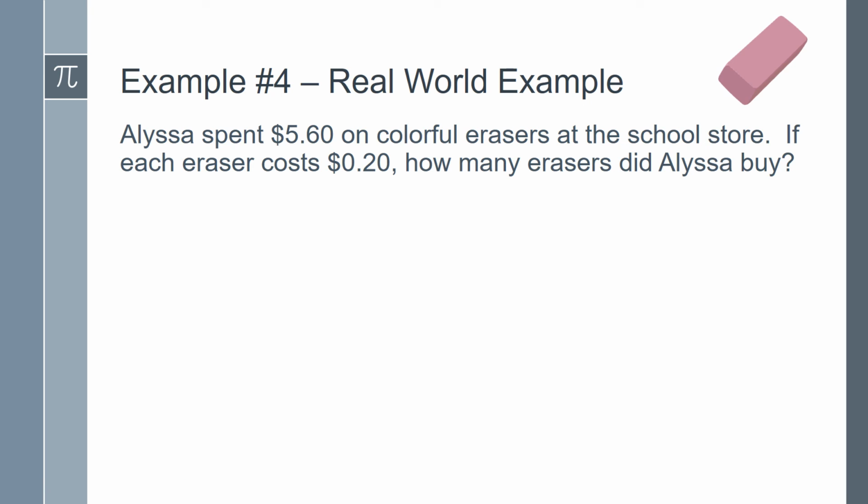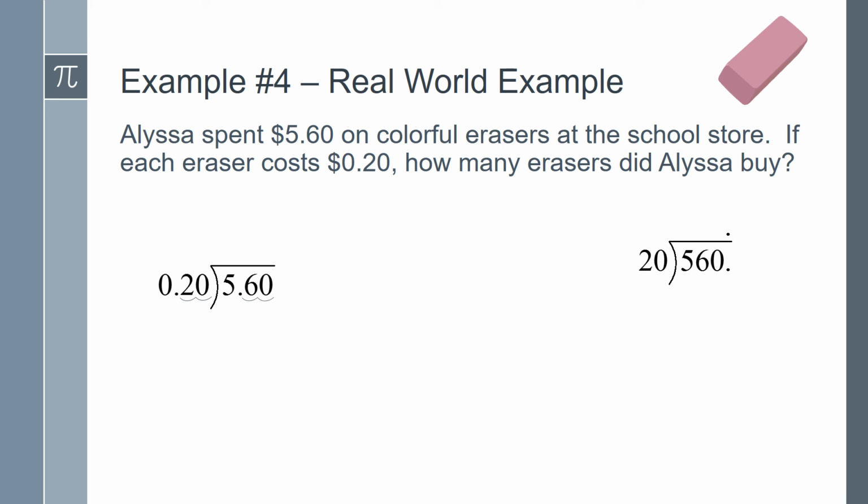As usual, we'll end with a real-world example. Alyssa spent $5.60 on colorful erasers at the school store. If each eraser cost 20 cents, how many erasers did Alyssa buy? We'll start by setting up our long division problem. 5.60 divided by 0.20. Now we slide the decimal point 2 spaces to the right in the divisor, which means we need to slide it 2 spaces to the right in the dividend. We'll rewrite it, so now we have 560 divided by 20. We'll carry the decimal point up, and then we'll divide as normal.